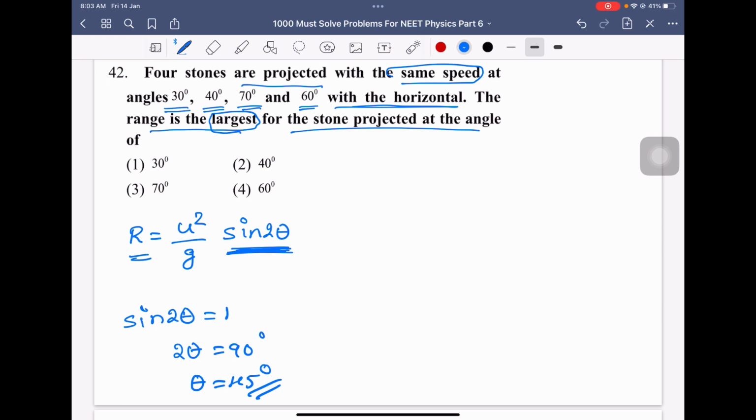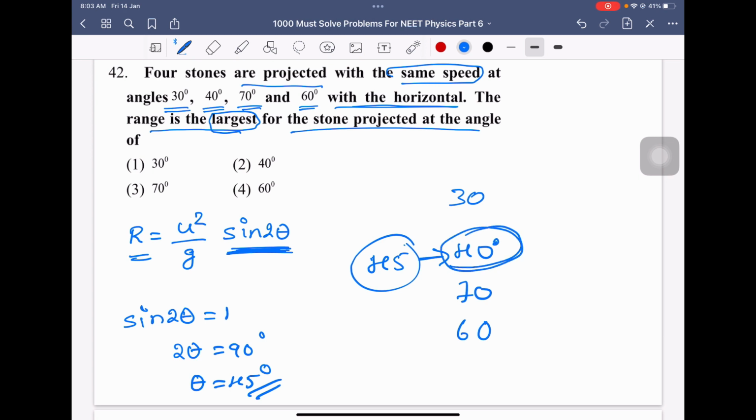If you observe the angles given in the question, 30 degree, 40 degree, 70 degree and 60 degree, this 40 degree is very close to 45 degree. So if the angle is very close to 45 degree, then the range is maximum. Therefore, range is maximum for the stone which is thrown at an angle of 40 degree.